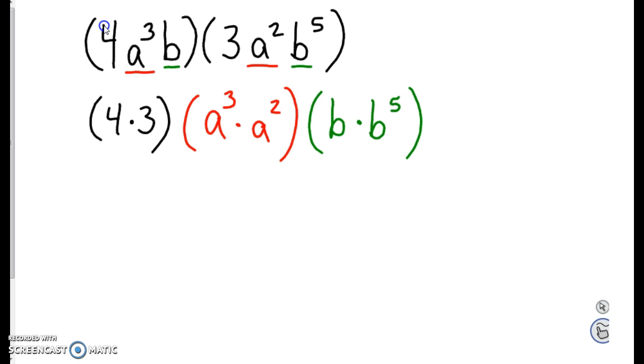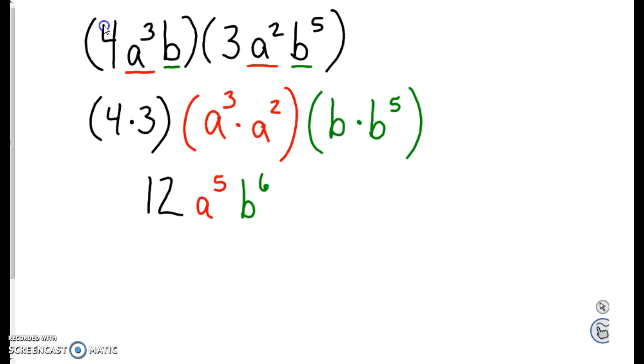Now I'm going to simplify using my product of powers. So first, I'm going to work on the coefficients. 4 times 3 is 12. Then using my product of powers rule, a to the power of 3 times a to the power of 2 is going to give me a to the power of 5. For my b terms, b times b to the power of 5 is going to give me b to the power of 6.